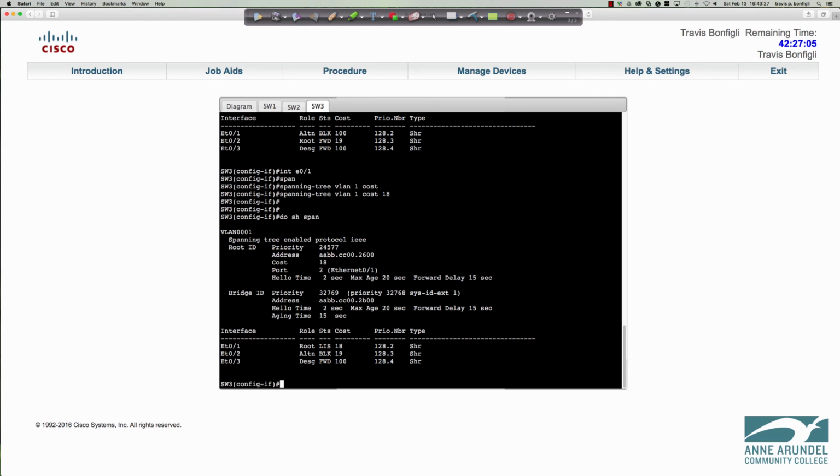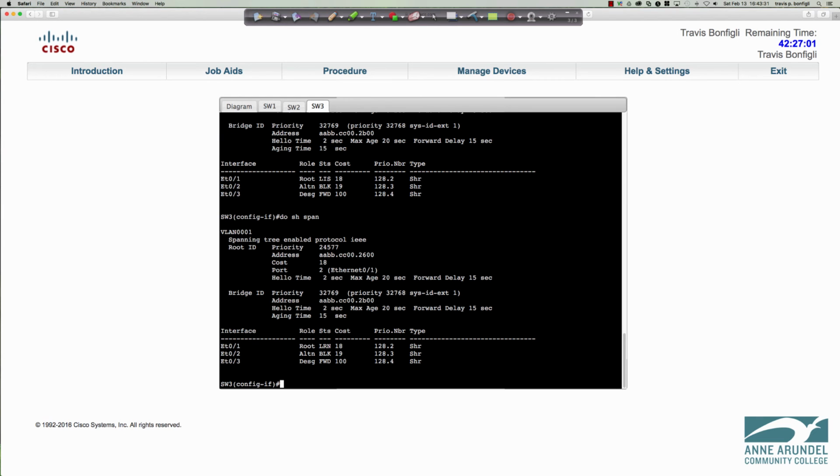So it's in the listening, and it'll stay in the listening state for 15 seconds. And there's your learning state. And we'll take a look at some debugs here. I should actually be debugging spanning tree events. But again, it's all about who's got the lowest root path cost. And that port will be the root port, and we should be in the forwarding state, and now we are.